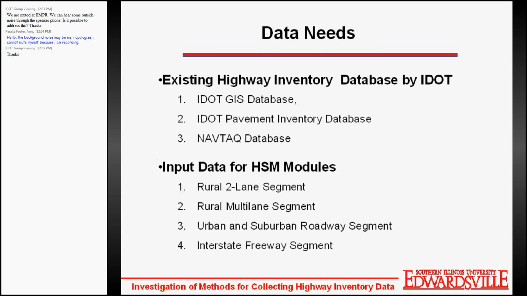So for the data needs part, we collected existing highway inventory databases by IDOT, including the IDOT GIS database, and also the IDOT pavement inventory database, and also the NAVTEQ database. And we studied all these three databases and saw what kind of highway inventory data is already there. And then we looked at all the input data for the Highway Safety Manual, all the modules for the rural two-lane highway and the rural multi-lane highway and the urban, suburban arterial, and the interstate freeway. And we looked at all these modules to see what the inputs are. So we tried to identify what kind of data we need to collect.